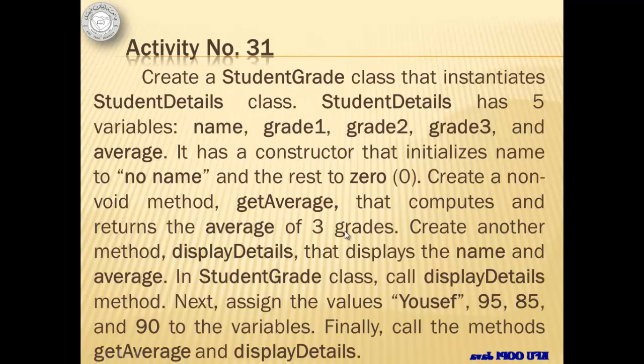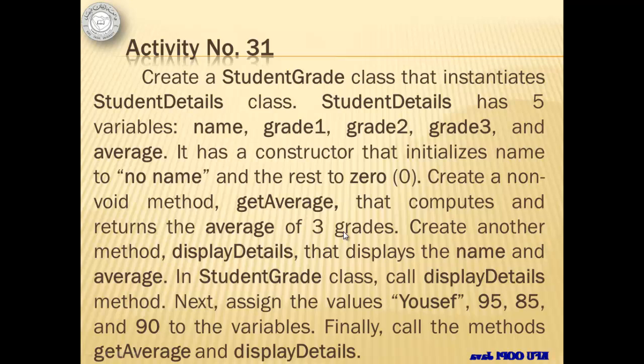Let's proceed with activity number 31. We will create a student grade class that instantiates student details class. Student details has 5 variables: name, grade 1, grade 2, grade 3, and average. It has a constructor that initializes name to no name and the rest to 0. We will create a non-void method getAverage that computes and returns the average of 3 grades. We will create another method, the display_details, that displays the name and average.